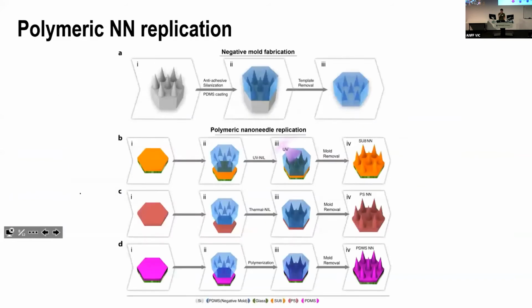We take this template and make it into a negative mold by using PDMS casting. This mold can be used to replicate several different types of polymeric nanoneedles, such as SU8, polystyrene, and PDMS, with different replicating techniques such as nanoimprint lithography, hot embossing, or simply casting.